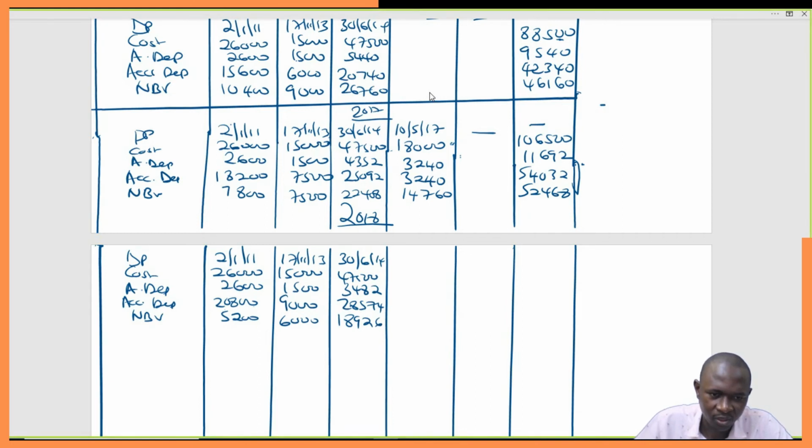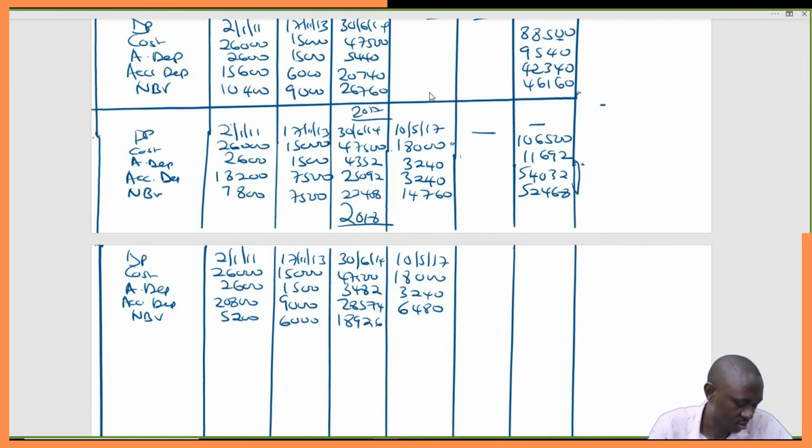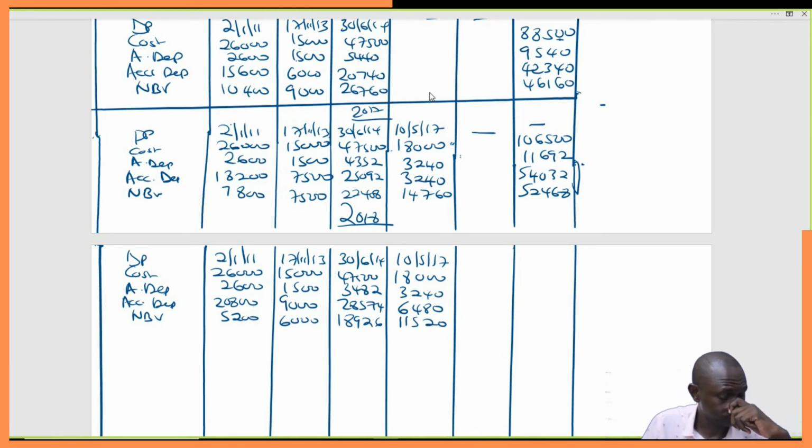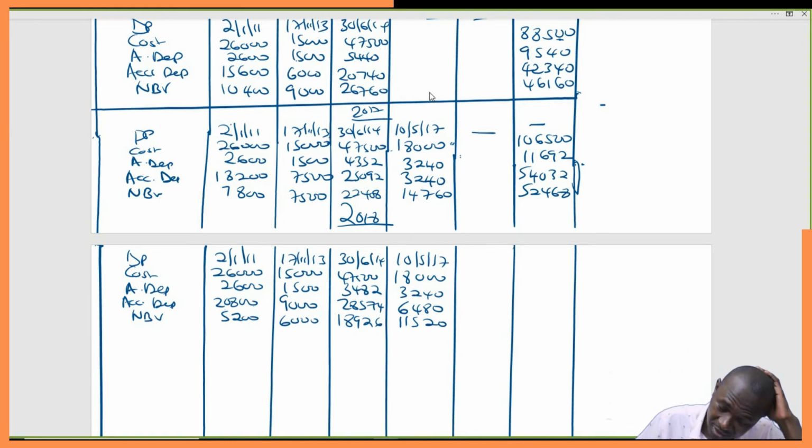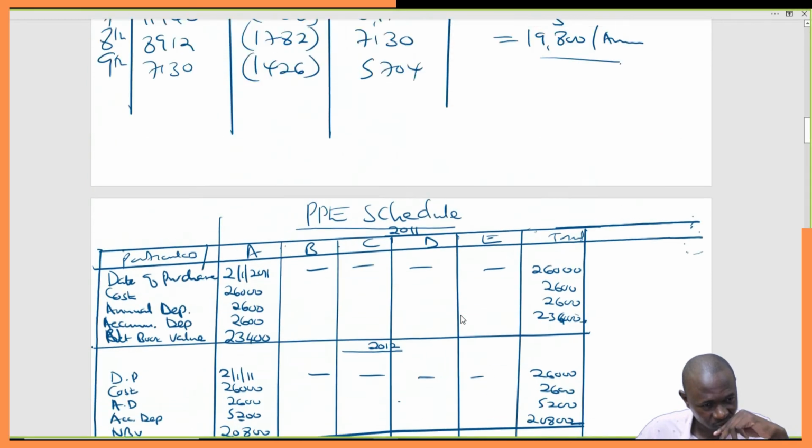Then we have this asset here, 18,000. This is its second year, so the accumulated depreciation will be 6480. Just adding the two, this year and last year. And so 18,000 minus 6480, we will have what? 11,520. Good. Now this particular year of 2018, there's a machine that was bought.